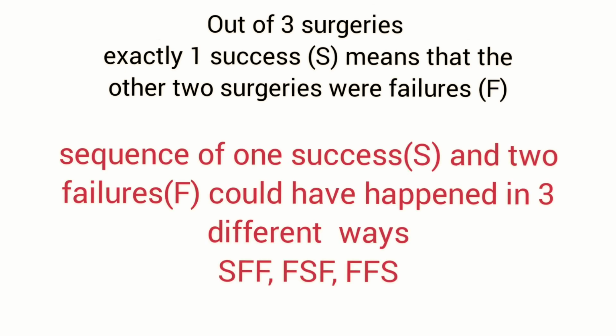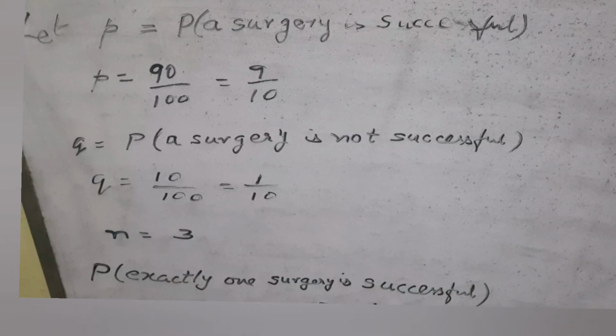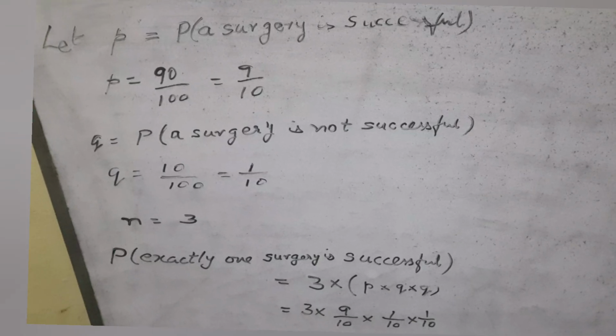One success and 2 failures could happen in 3 different ways. Each of the 3 has the same probability, p into q into q. So the required probability is nothing but 3 into brackets p into q into q. Substitute the values for p and q.